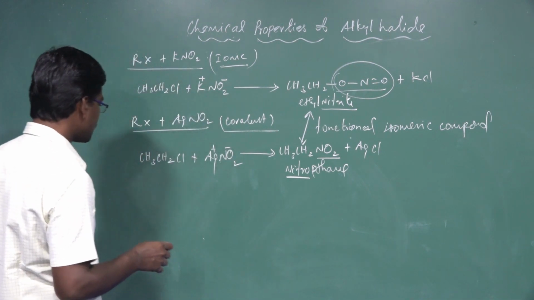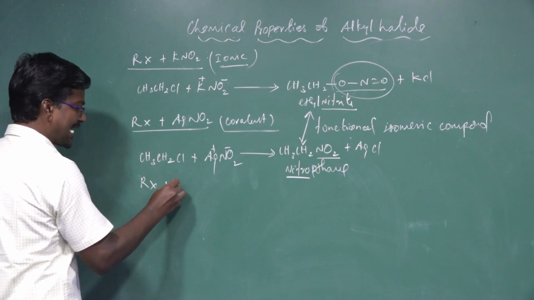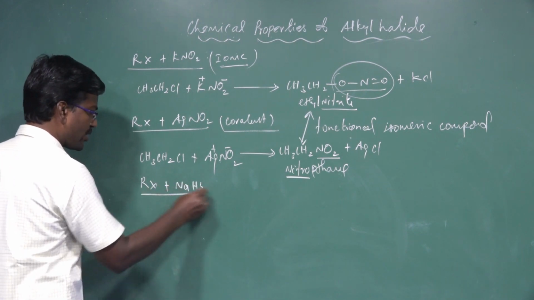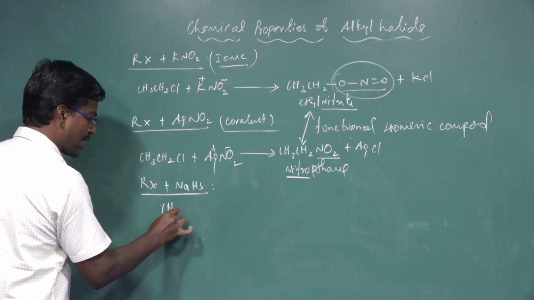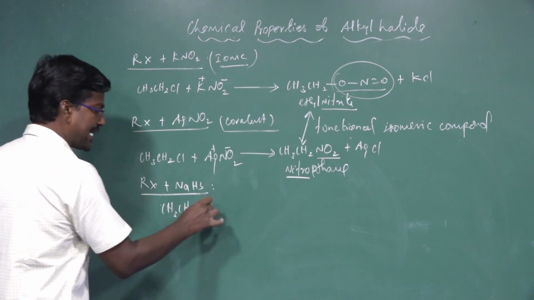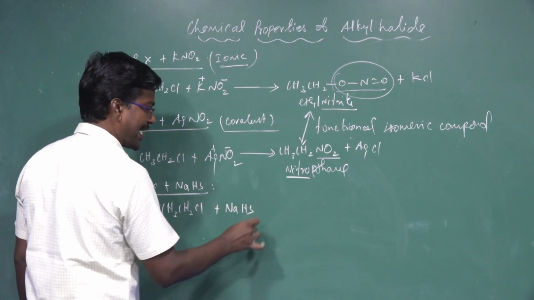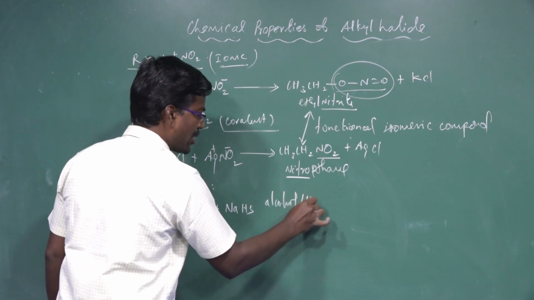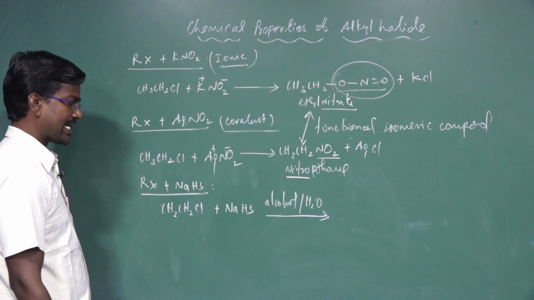Next one, thiol formation. Alkyl halide reacts with sodium hydrogen sulfide. Example: ethyl chloride, CH3CH2Cl. The ethyl chloride reacts with sodium hydrogen sulfide in the presence of alcohol and water as a catalyst.